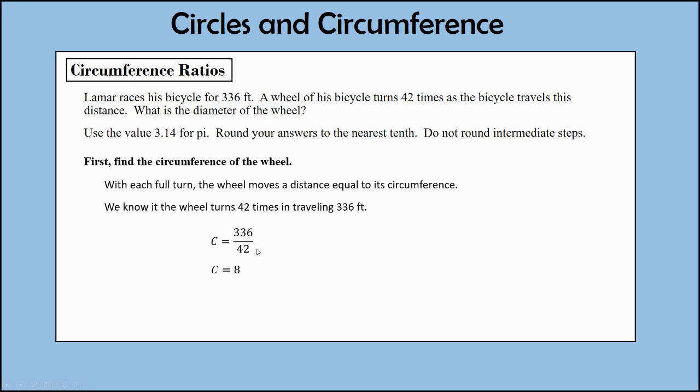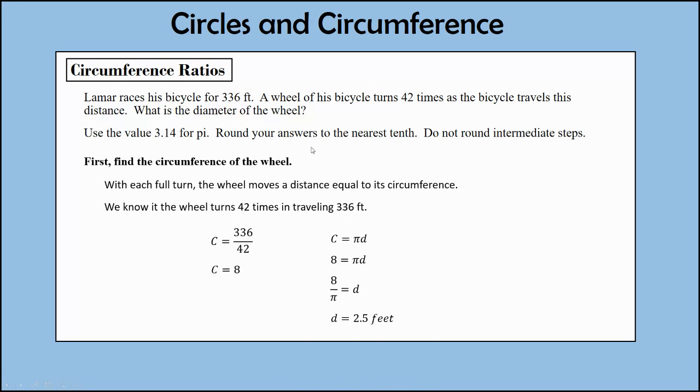So now we're back to the last question. I know circumference is 8. I want to find diameter. They asked me to find the diameter of the wheel. I'm going to divide each side by pi. We're going to use 3.14 for pi. So 8 divided by 3.14, rounded to the nearest tenth, is about 2.5 feet.